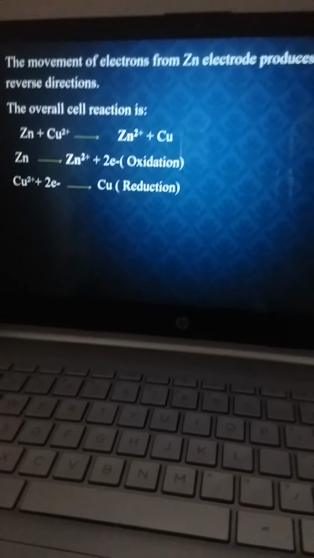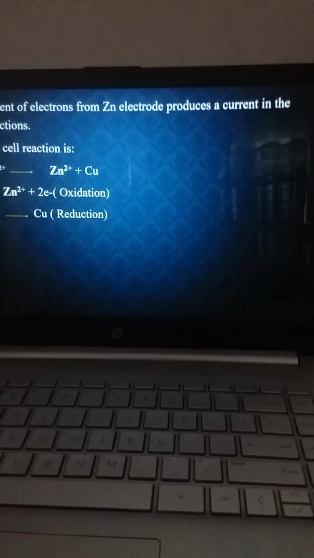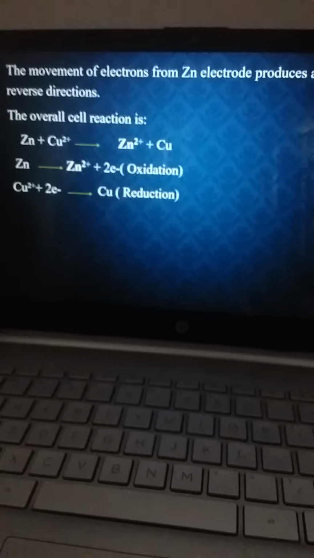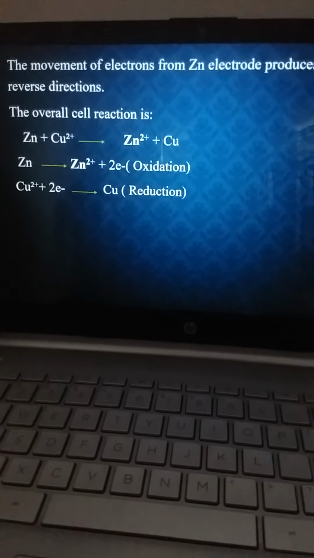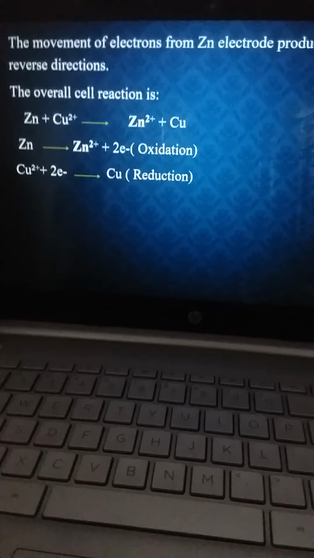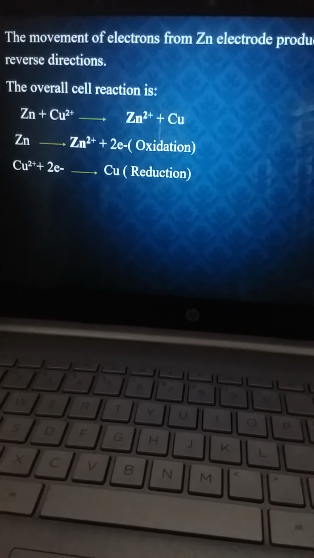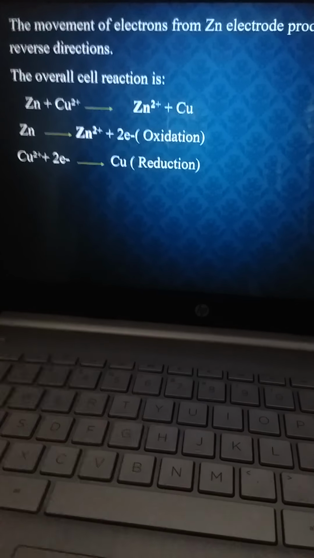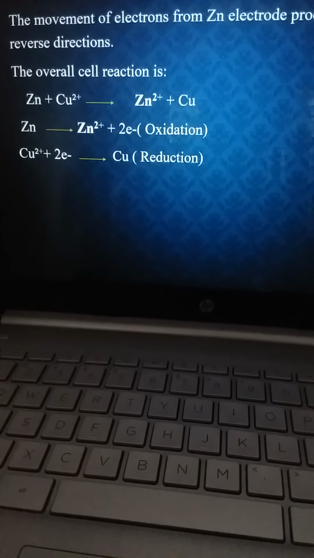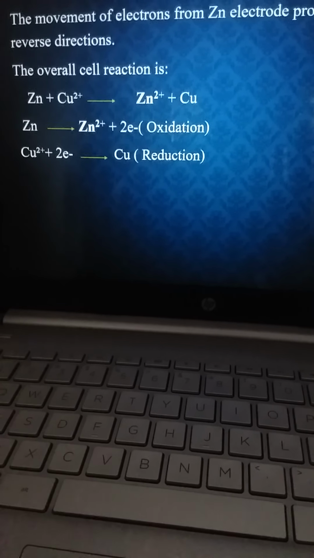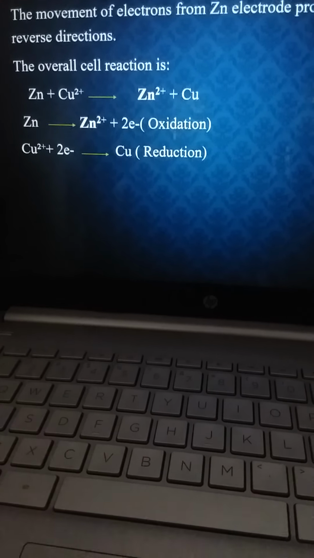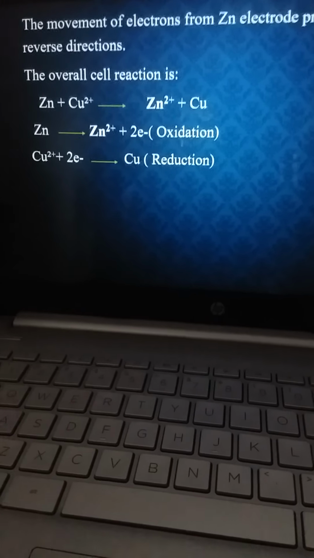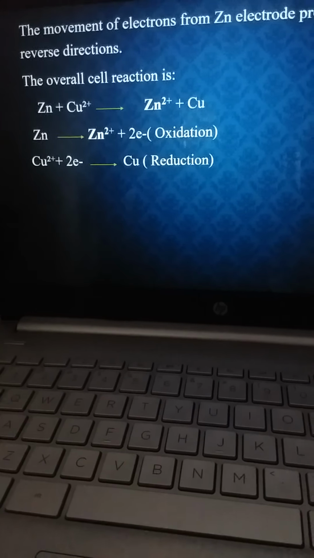The movement of electrons from the zinc electrode produces a current in the reverse direction. The overall cell reaction is given by this equation: Zn plus Cu2+ gives Zn2+ plus Cu. This is the overall reaction. In oxidation, zinc loses 2 electrons, and in reduction, copper gains 2 electrons and becomes Cu. This is about the galvanic cell.